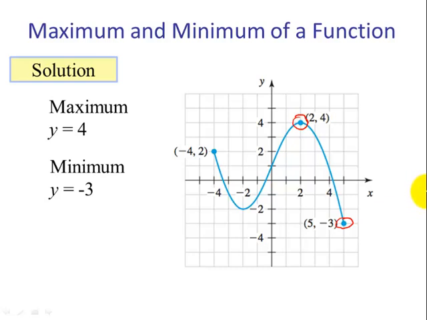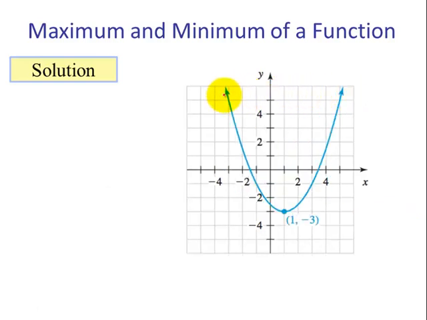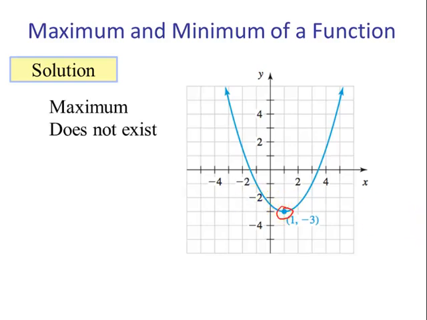For number 2, because we have arrows here, we do not have a maximum. So we say it doesn't exist, but we do have a minimum, and that's at negative 3. For this function, there isn't a maximum, but there is a minimum at negative 3.